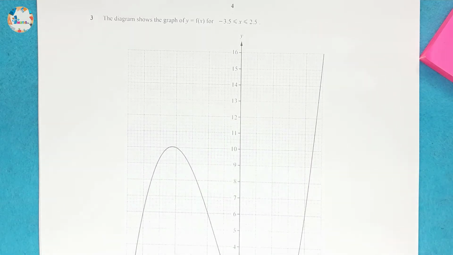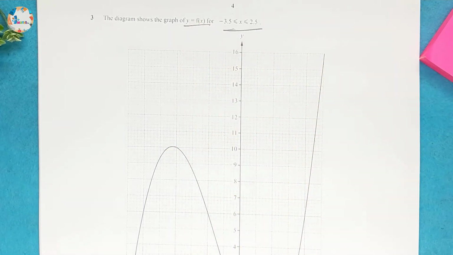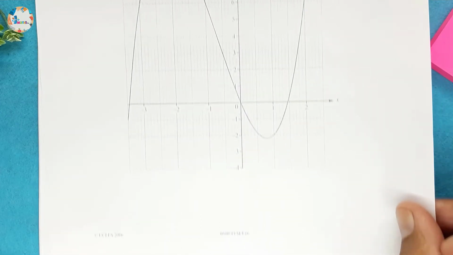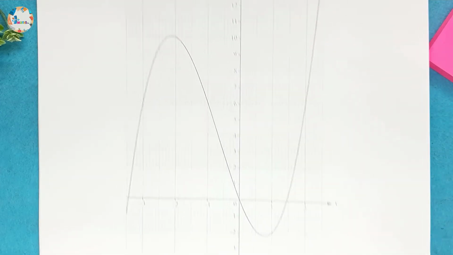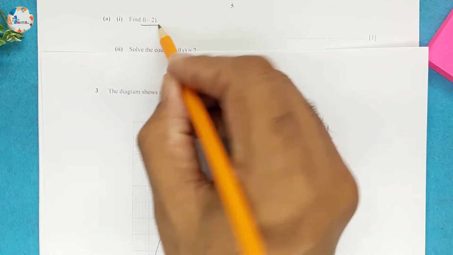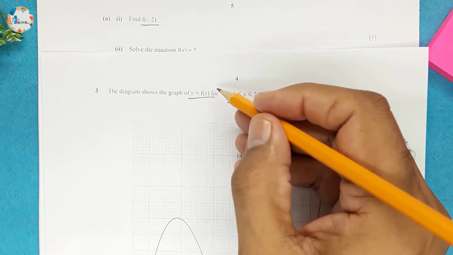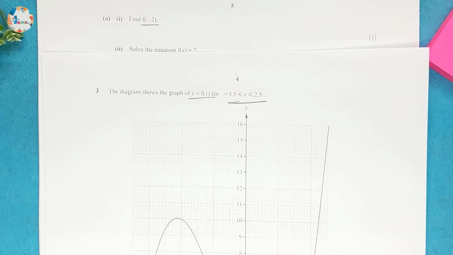Hopefully you understood this. Now question number 3, this is a function diagram question. The diagram shows the graph of y is equal to f of x for this range. This graph is provided, which we can see. This is the only graph on this page. The question is on the next page, and the question is saying find f of minus 2. So f of minus 2 we have to find from the graph.